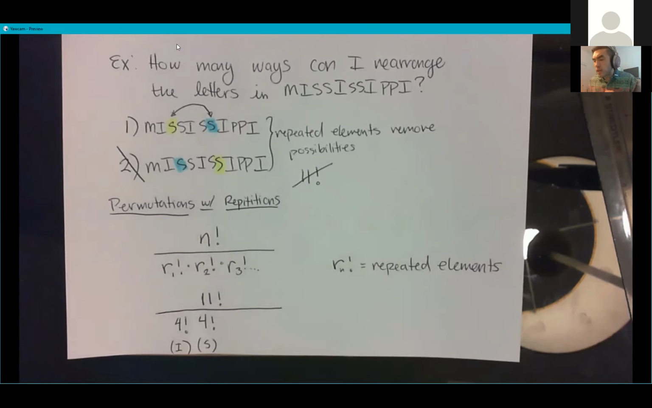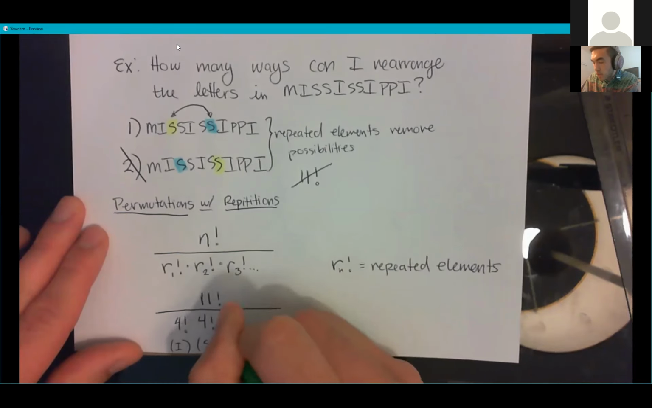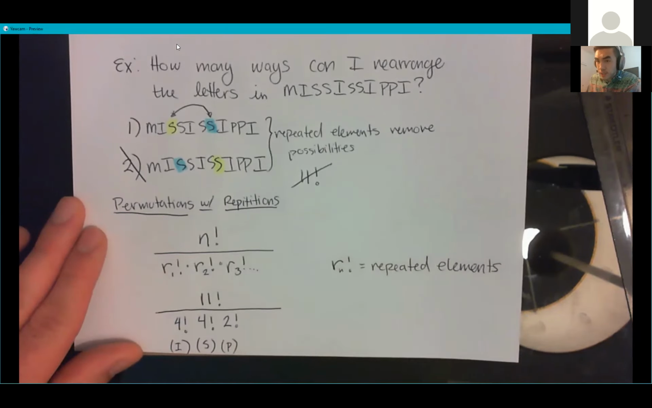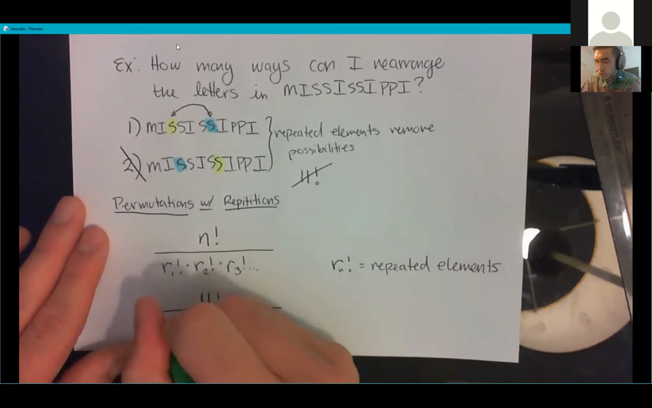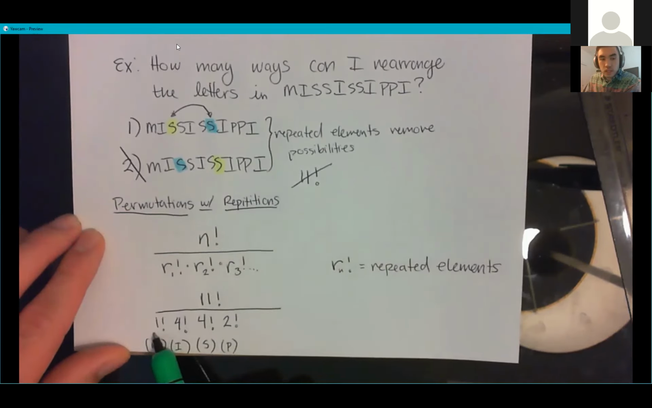And then are there any other repeated elements? Papa, P. P. And it only occurs 2 times. So for that, I have to divide out a 2 factorial to get rid of P. And like I said, technically, if you want to include it, there's also a 1 factorial here for M, but of course, this doesn't change the math of this scenario at all. You only have to divide out the repetitions.